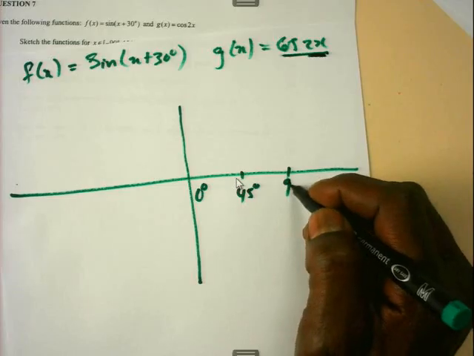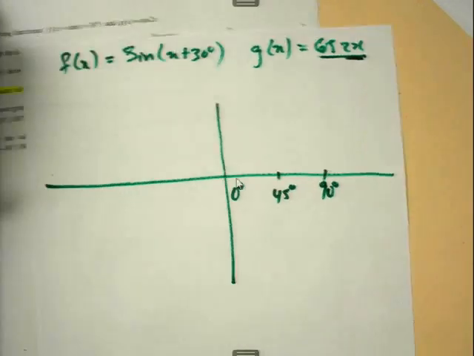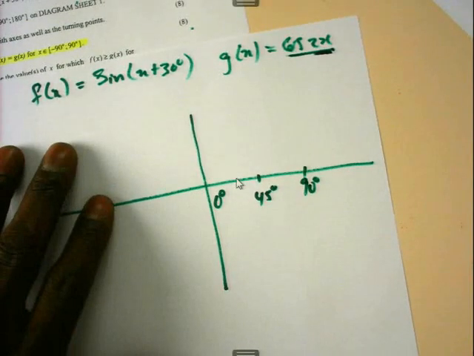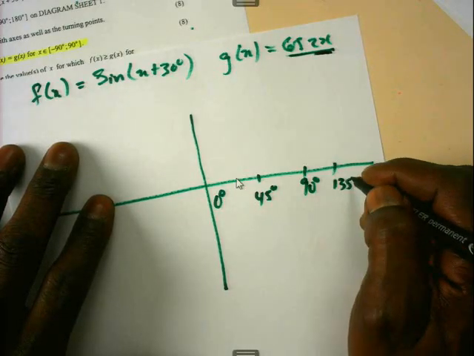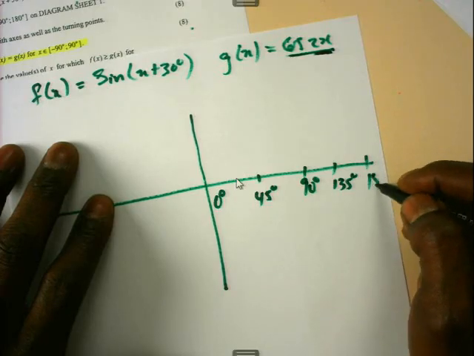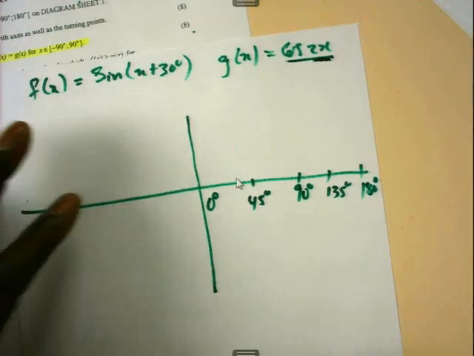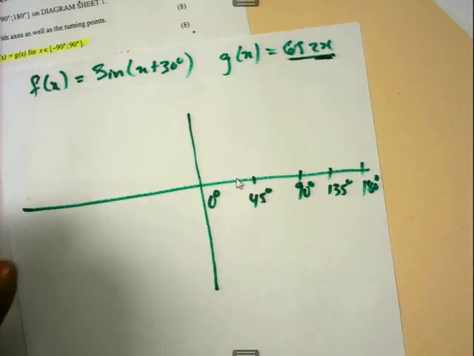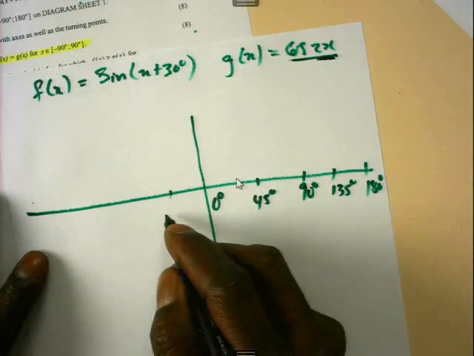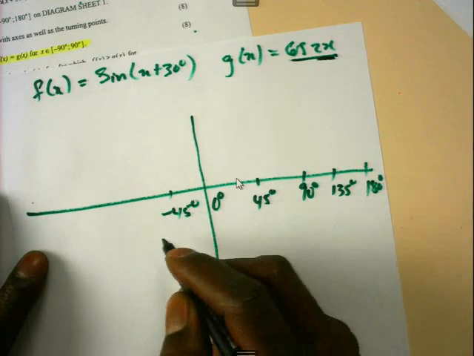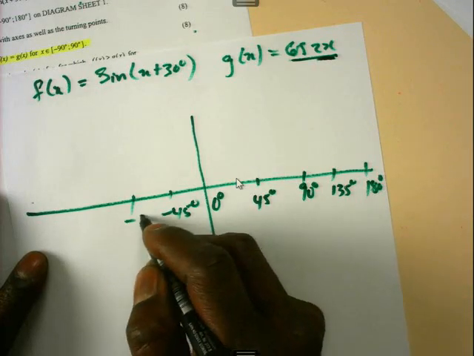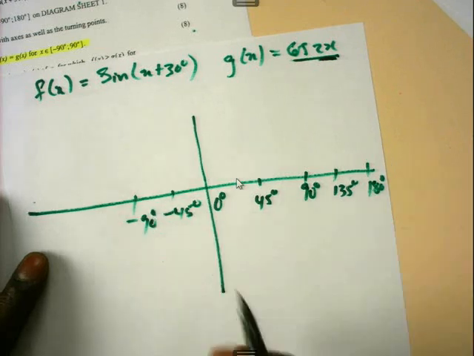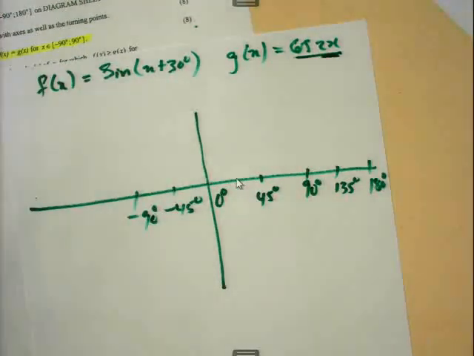From 45 degrees, we'll go to 90. I must just check my restriction. I must go to 135. My restriction, or my interval, says I must go up to positive 180. And on the left-hand side, I must go to -45 degrees. I must go up to -90 degrees. That is now my interval where I must draw the two graphs.